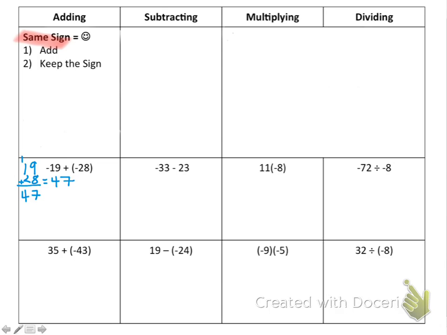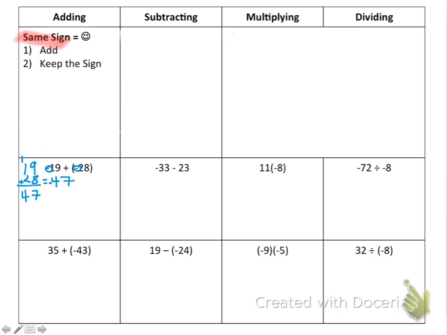Now, we have to figure out if it's positive or negative, and our rule is that we keep the sign. So we're going to keep the negative sign because both of these are negative. So our answer is negative 47. All right, let's look at the next set.